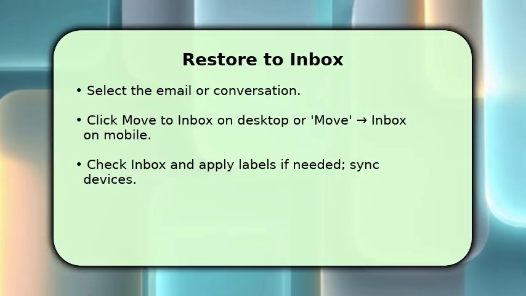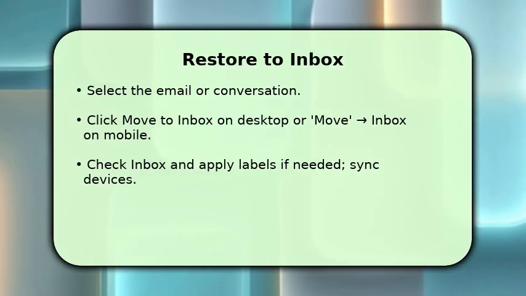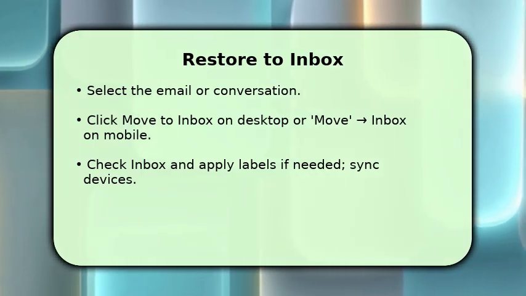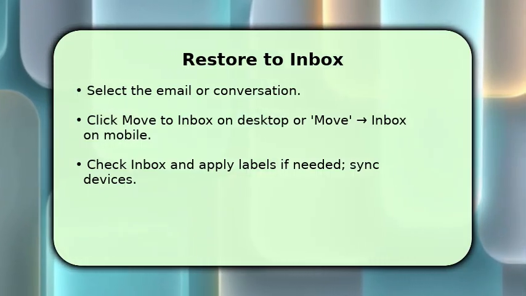stream. On desktop, use the Move to Inbox button. In the mobile app, tap the three-dot menu, choose Move, then Inbox. Make sure labels are adjusted if you want the message grouped. Adding a label helps prevent re-archiving later.